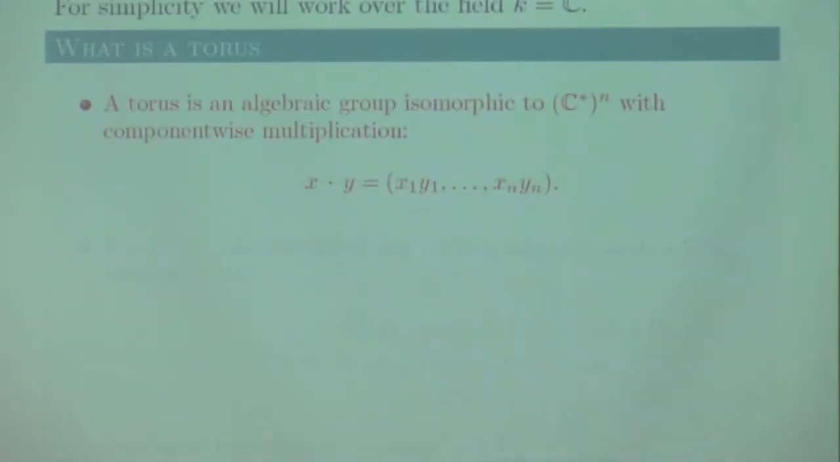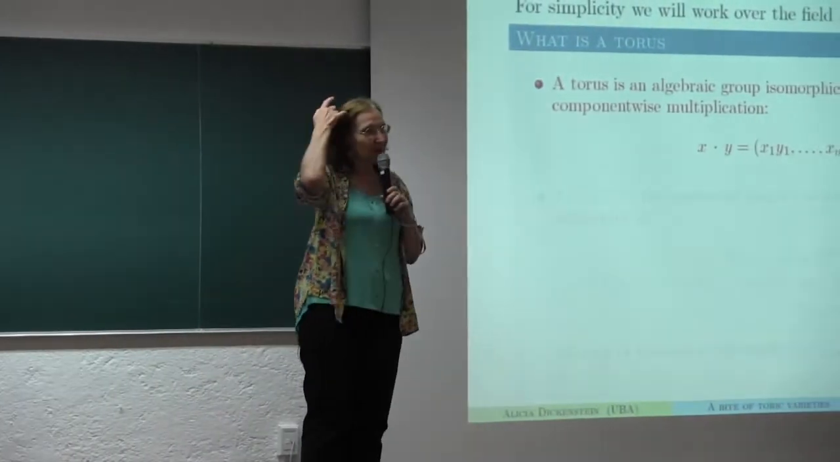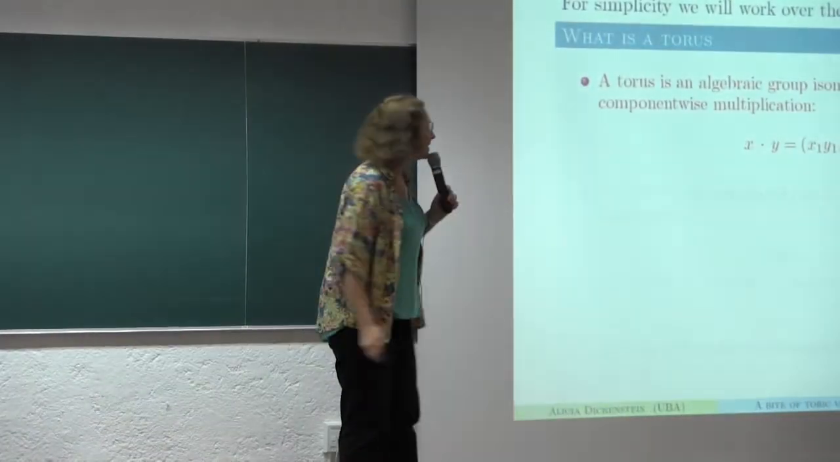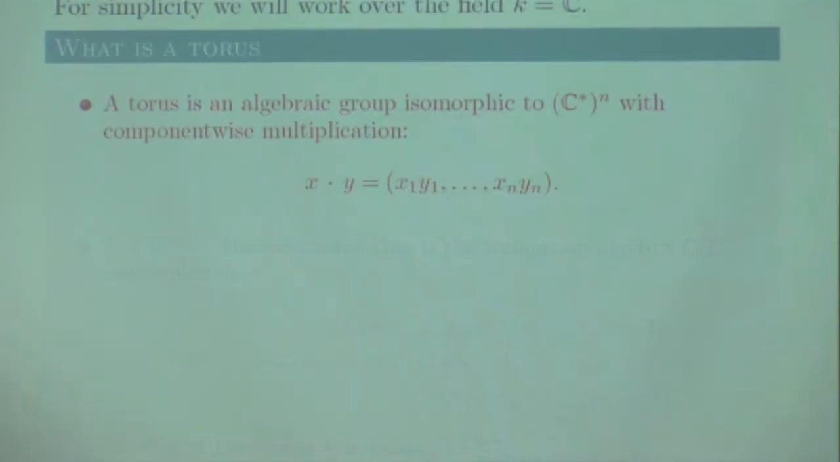So for simplicity, we will work over the complex numbers, but many things are also valid in other fields. So what's a torus? A torus is an algebraic group which is isomorphic to C star to the n, and the multiplication is coordinate-wise multiplication. This is commutative, associative, and there is a neutral element which is 1, 1, 1, 1.